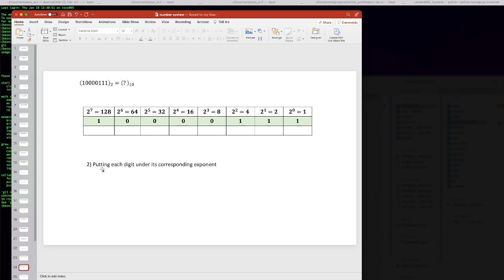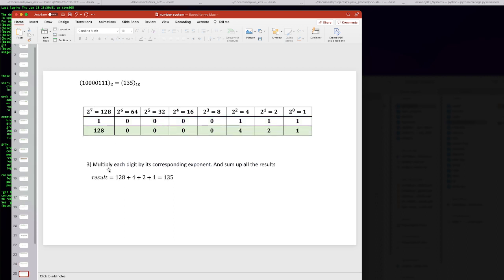The second step is putting each digit under its corresponding exponent. So this one goes under 2 to the power of 0. This one goes under 2 to the power of 1, and all the way to this last one that goes under 2 to the power of 7, which is 128. And then multiply each digit by its corresponding value and sum them up to calculate the result.